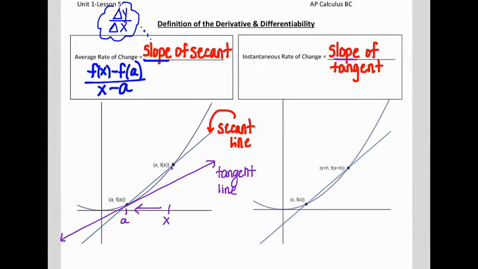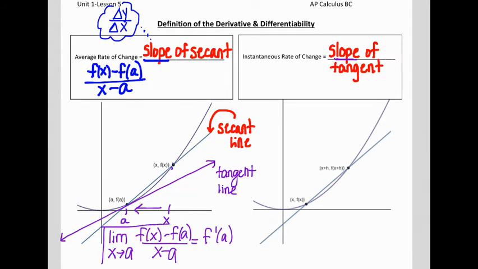So we're going to pull this point to a. So the slope of a tangent line is a limit. It's the limit as x approaches a of our average rate of change formula, f of x minus f of a all over x minus a. Now this is the derivative of the function at a. This is the first definition of the derivative. When we're talking about an instantaneous rate of change, this is the derivative.